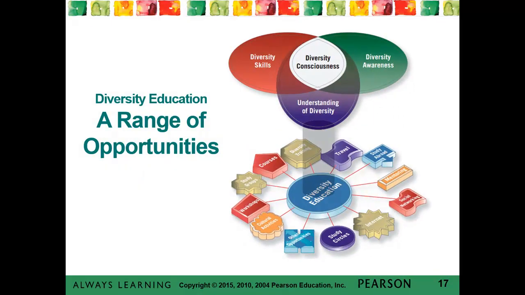There are a range of opportunities, especially around campus at Texas A&M University. You can take courses, you can form study groups, you can find information on the internet, you can travel and do study abroad, you can find a good mentor. These are opportunities that help you through diversity education further develop your diversity consciousness. So someone who is truly conscious of their own diversity has the skills, the knowledge, and the awareness to interact and respect all forms of diversity.